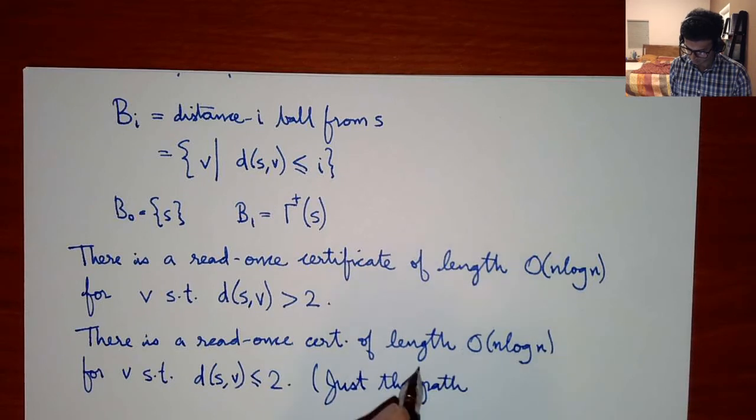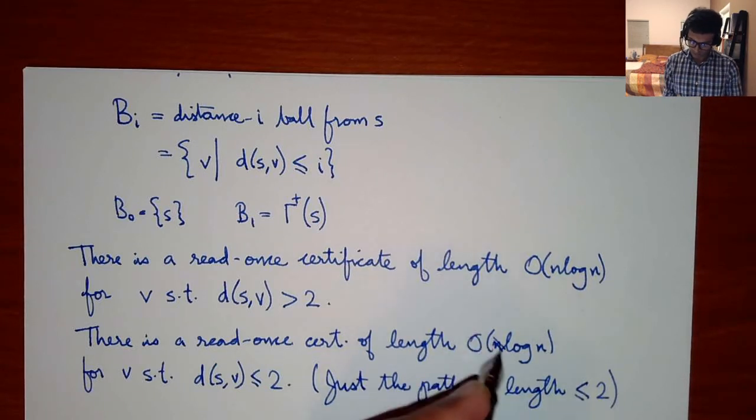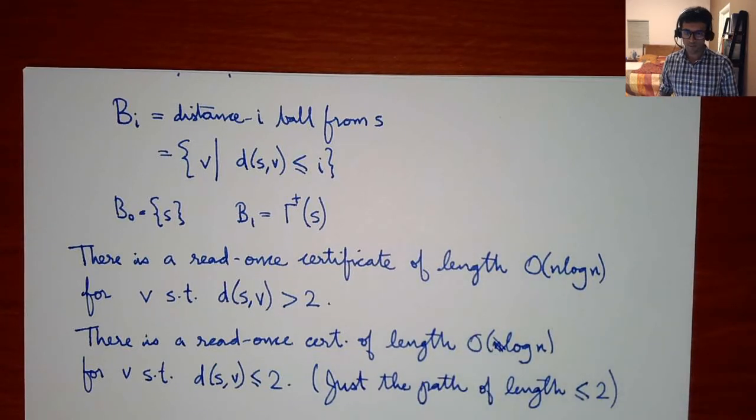Just the path of length at most 2. It's even better. It's not even n log n, it's just O of log n. Right? It's even better. It's just O of log n. So there is a read once certificate for a vertex of length greater than or equal to 2, and a read once certificate of length less than or equal to 2.